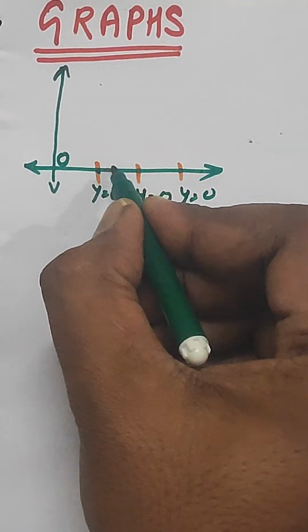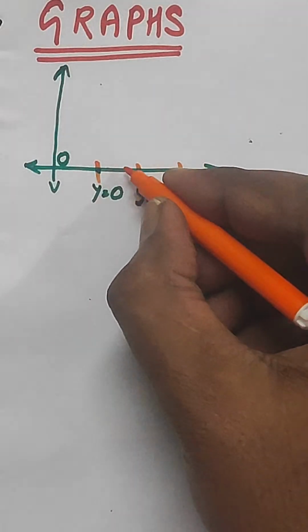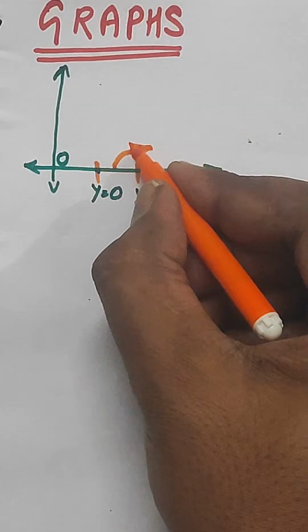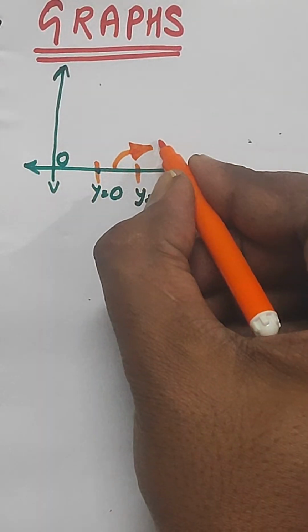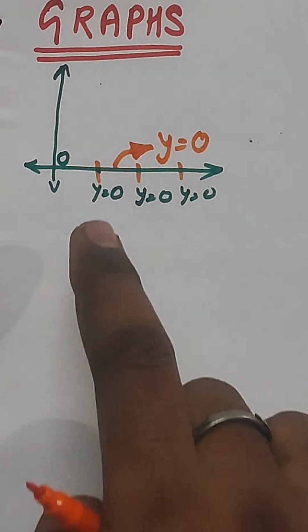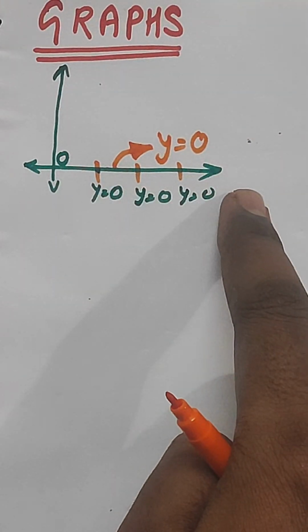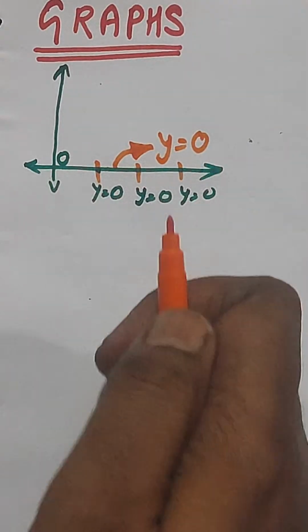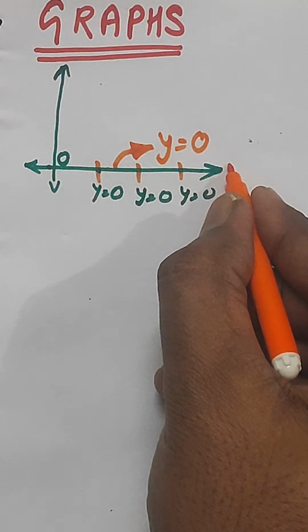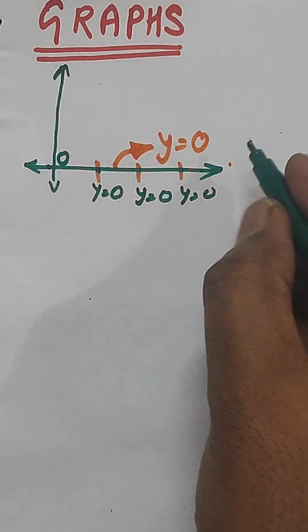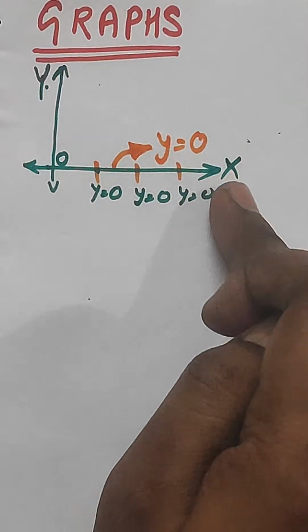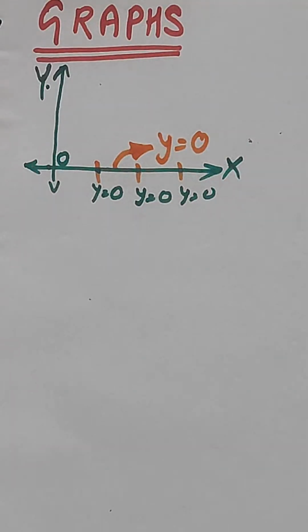So this line, the x-axis, has the equation y equal to 0, right? Because you can see at all the points the value of y is always 0. This is the origin, this is the x-axis. This is x and this is y. For the x-axis the equation is y equal to 0.